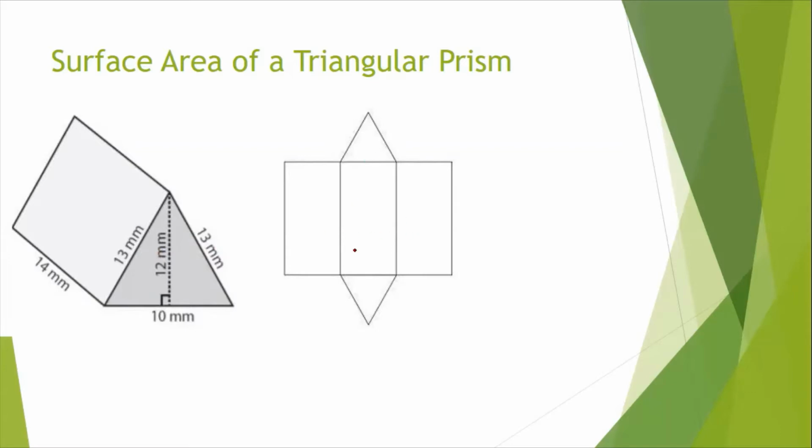Since we have two triangles and one rectangle, the formula used to find the surface area of the triangular prism is 2 times 1/2 BH plus length times width. One-half base times height is the formula for the area of the triangle, and since we have two triangles, we have 2 times 1/2 base times height, plus our rectangle, whose formula is length times width. This time, let us find the surface area of this triangular prism.